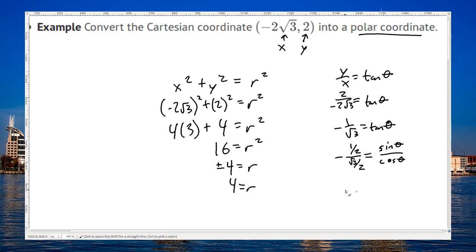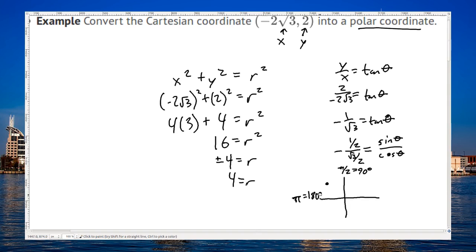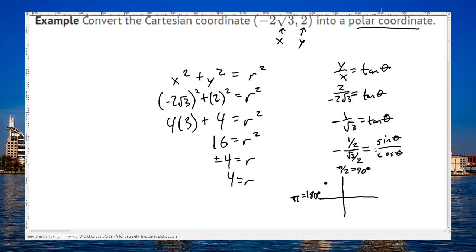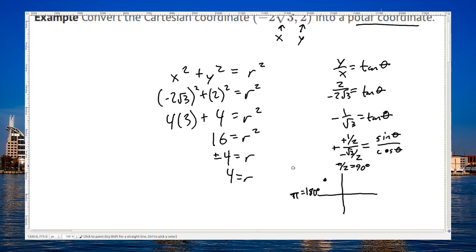The way that we can determine which exact angle we need to use here is, let's just go back to the original coordinate, because we know that in the original coordinate we went left and up. So we're in the second quadrant. So we know that our angle is going to be between 90 degrees, which is pi over 2, and pi radians, which is 180 degrees. And so we know that sine should be positive, and cosine should be negative because of where we are in that quadrant.